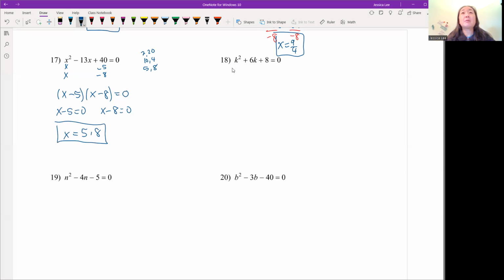All right, and then same thing with this one. We've got k times k. And here, 2 numbers that multiply to 8 and add up to 6. So that would be 4 and 2, right? Because 4 times 2 is 8. 4 plus 2 is 6. We have no negatives in here, so we're good to go. This is just going to be k plus 4. And then k plus 2 is equal to 0. So again, setting these equations up.